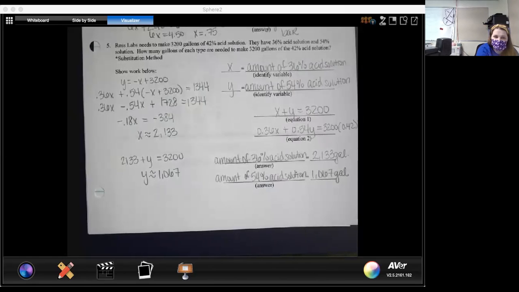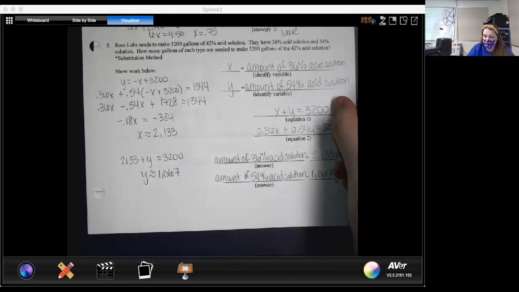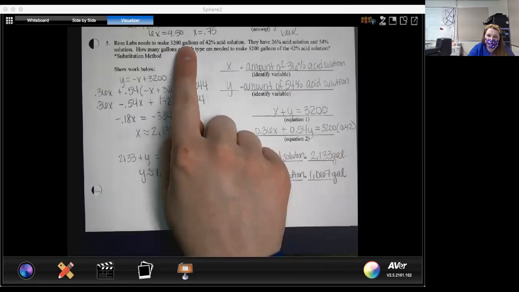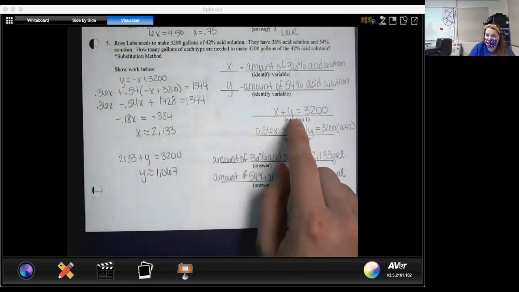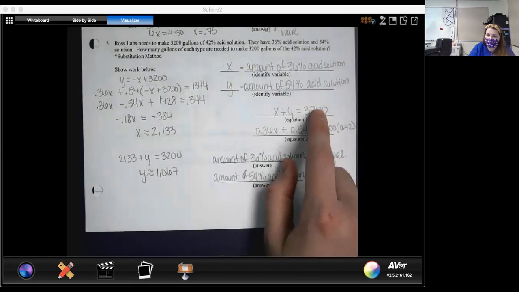Right. Any questions or concerns about number 5? So what were both equations trying to find again? They're trying to find the amount of gallons per type of solution. So the first one is the total. So you need 3,200 gallons. So the amount of the first solution plus the amount of the second solution has to equal 3,200.